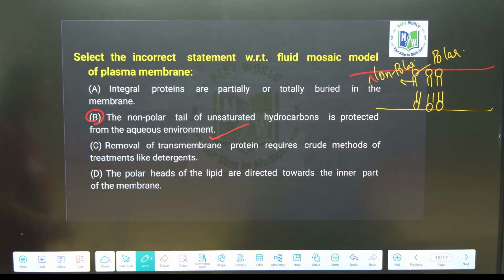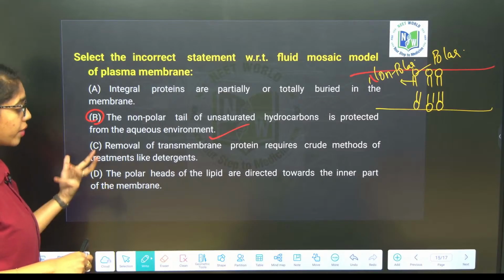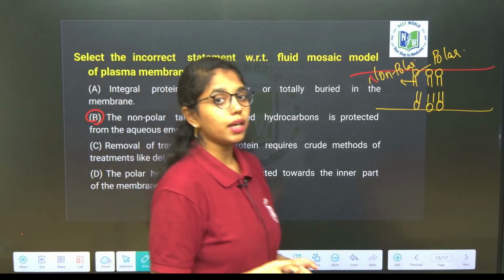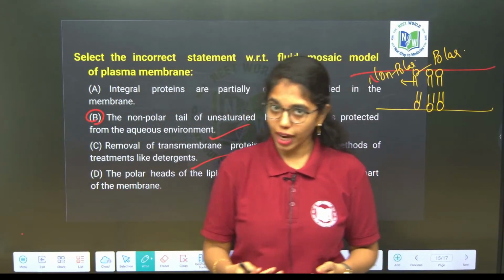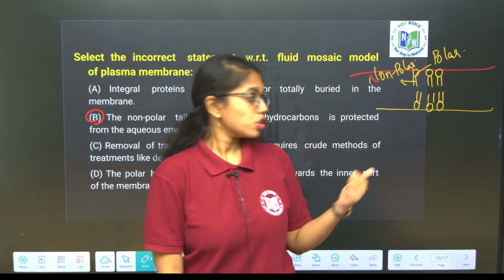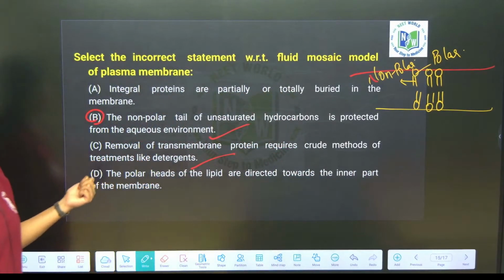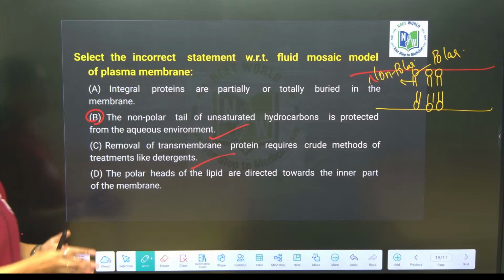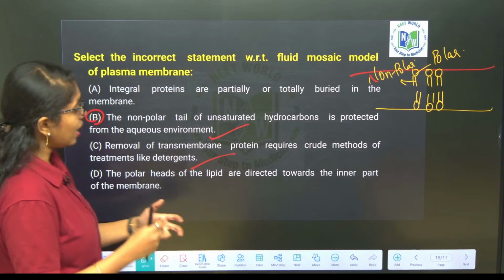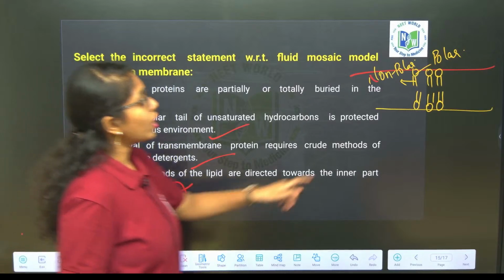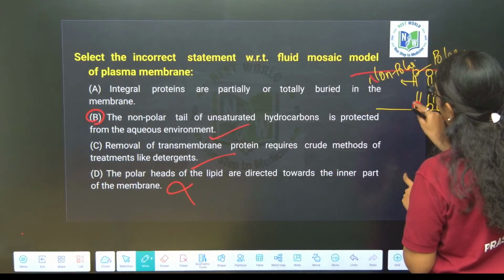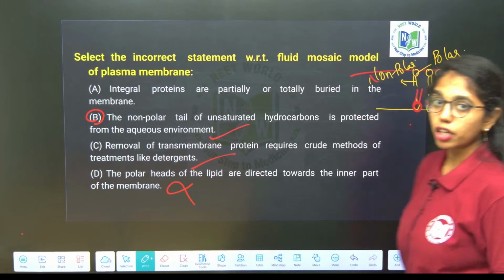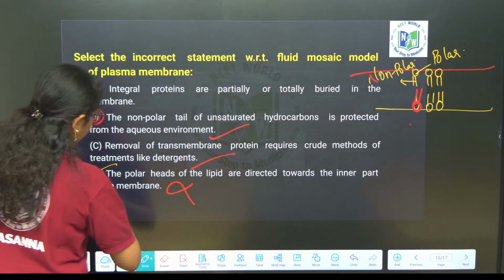Removal of transmembrane proteins requires crude methods of treatments like detergents. True, because extraction of transmembrane proteins or integral proteins is tough when compared to the extraction of peripheral proteins. So definitely some crude methods of treatment like detergents are required. Then statement D, you look into: the polar heads of the lipid are directed towards the inner part of the membrane. No, the polar heads are directed towards the outer side, which is protecting the non-polar tail from the aqueous environment. So here our answer will be undoubtedly option D.